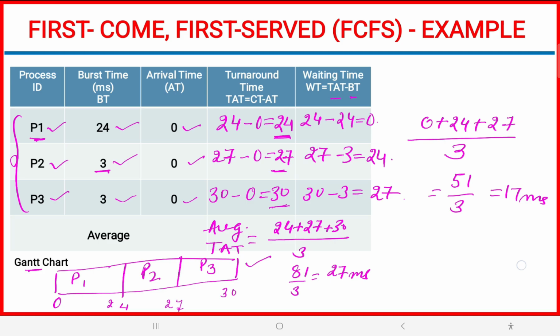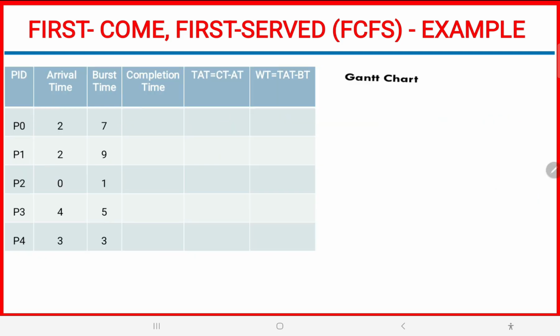So let's move on to the next part. In the current problem shown in front of you, we have 5 processes, and again we are supposed to calculate the average waiting time for this system.